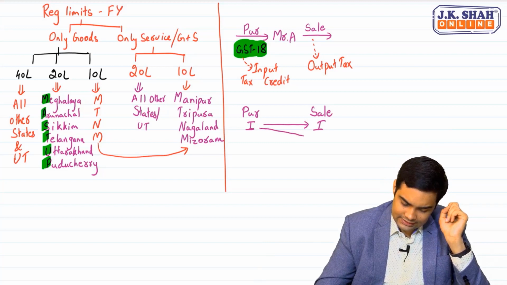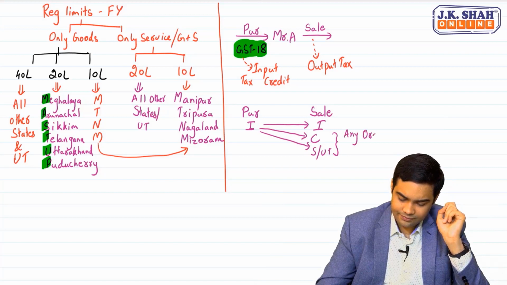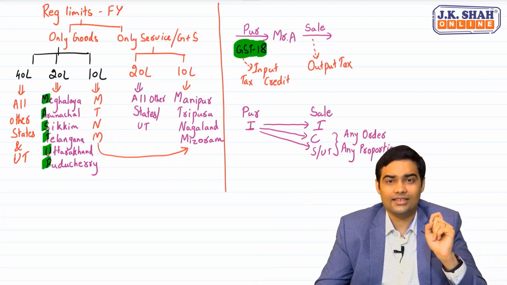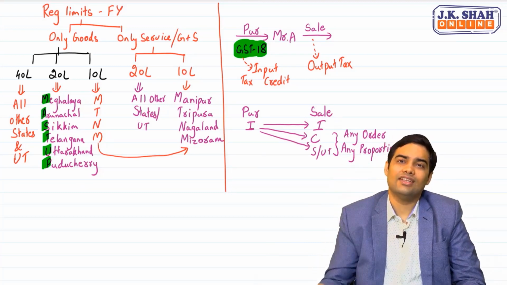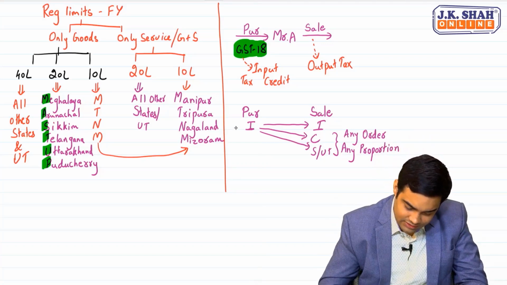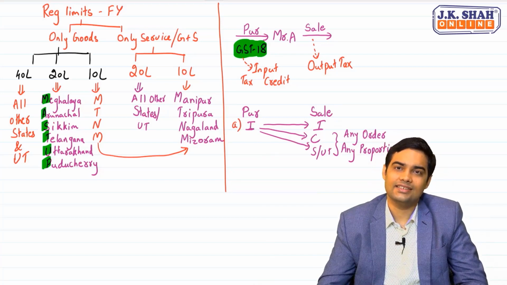Then, IGST can be adjusted against C or against S/UT, and here the law mentions any order, any proportion. That means you can first utilize I with C or I with S. There is no restriction. Any order, any proportion. But remember, first you have to adjust I with I. Only then I can be adjusted against C and S.